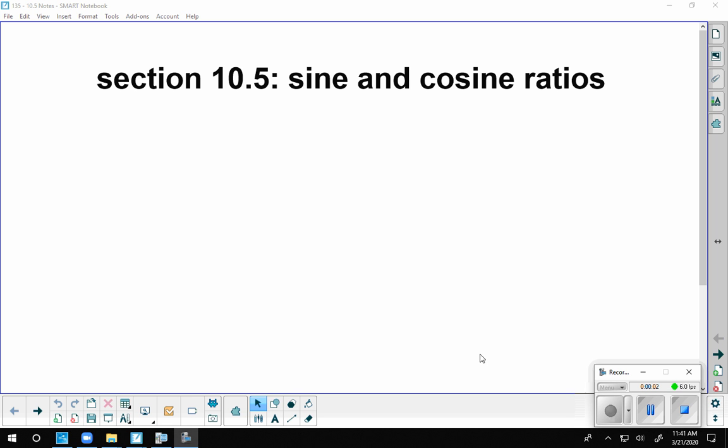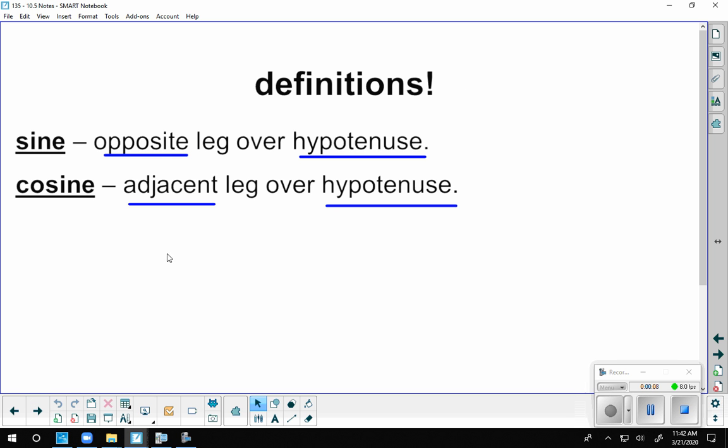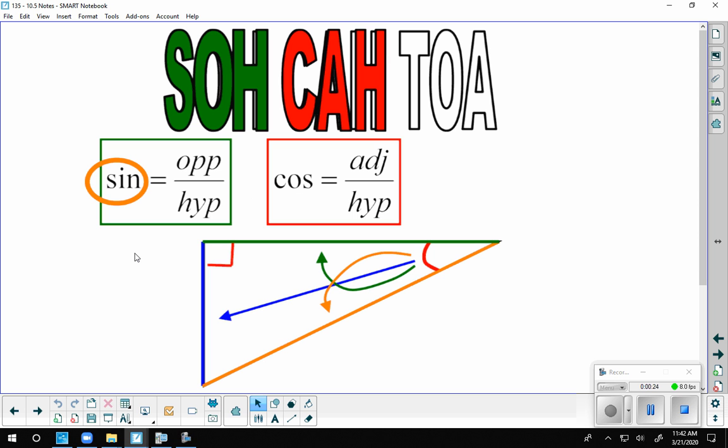In Section 10.4, we looked at the tangent ratio. In 10.5, we're going to look at the sine and cosine ratios. So, definitions. Sine is the opposite leg over the hypotenuse, and the cosine ratio is the adjacent leg over the hypotenuse. So, you can pause this and copy down those blanks.